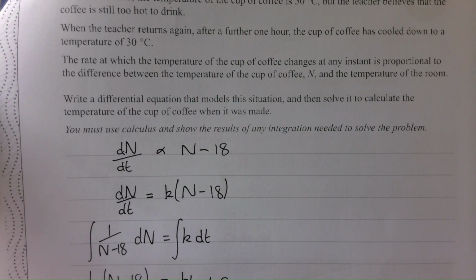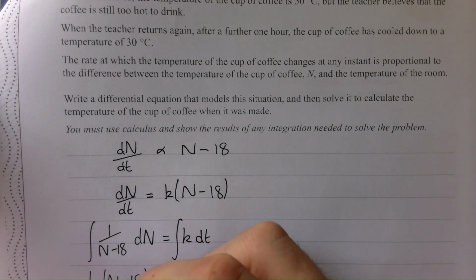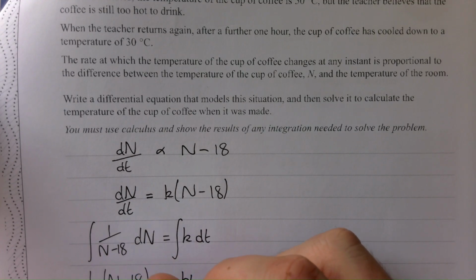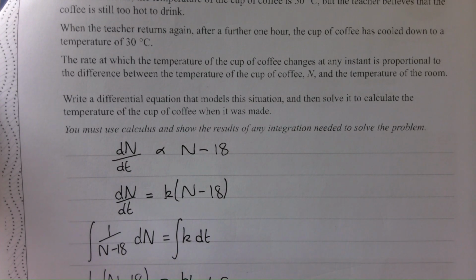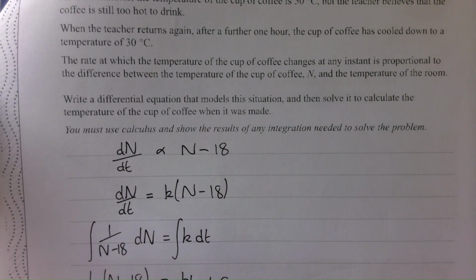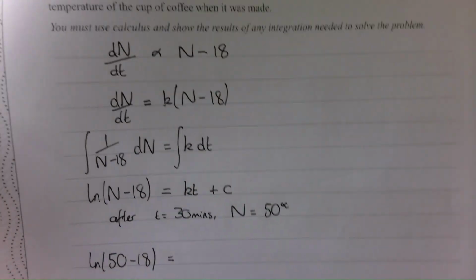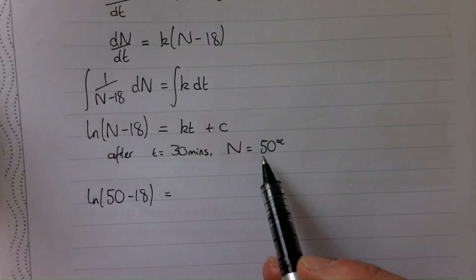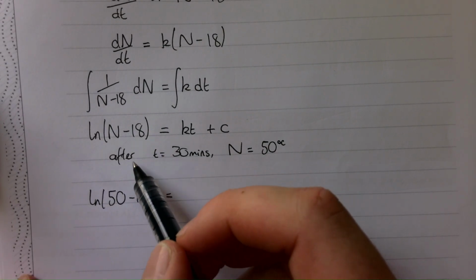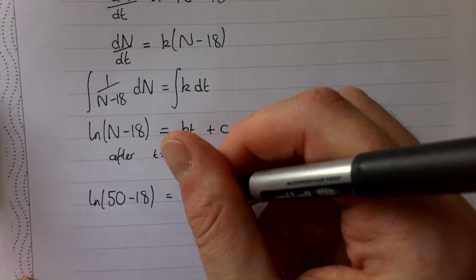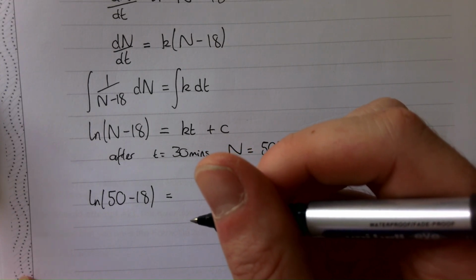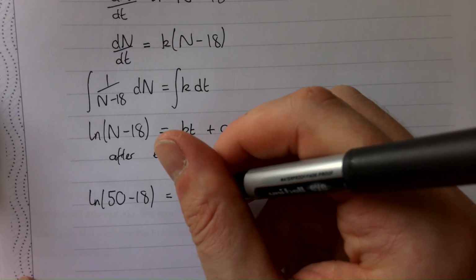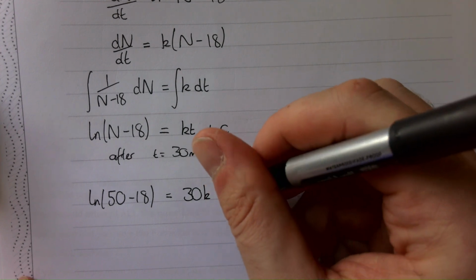So the temperature after 30 minutes was 50. So after t equals 30 minutes, n is equal to 50 degrees Celsius. So then we just substitute those values in. The natural log of 50 minus 18 is equal to... after t was 30 minutes, n is equal to 50 degrees. The natural log, just substituting those numbers in, is equal to k times t, just 30, 30k plus c.